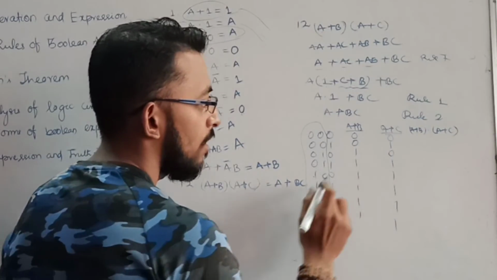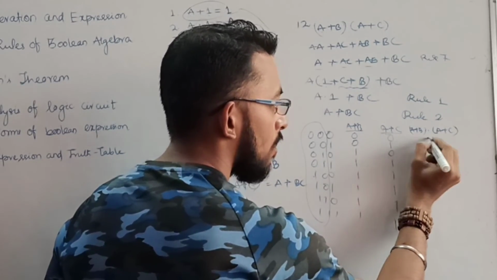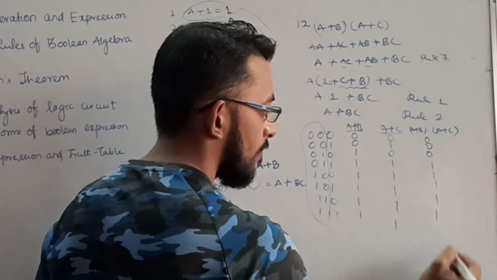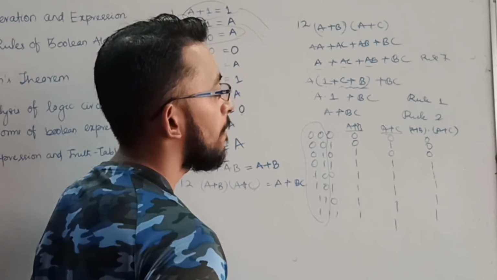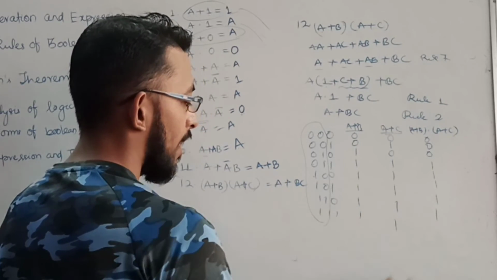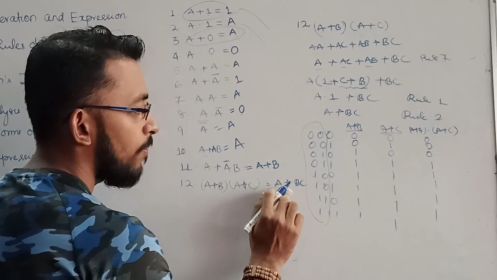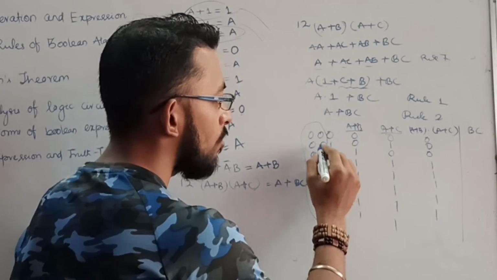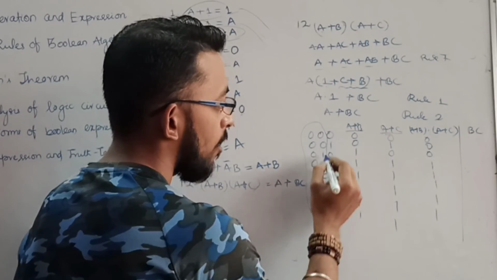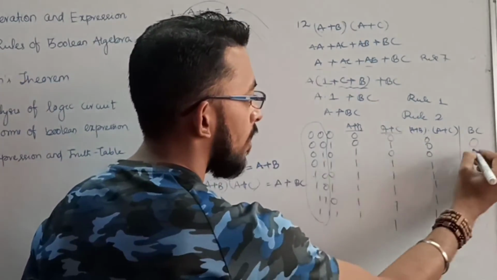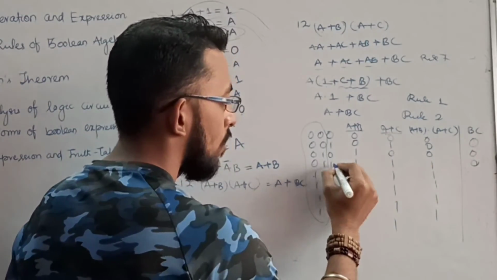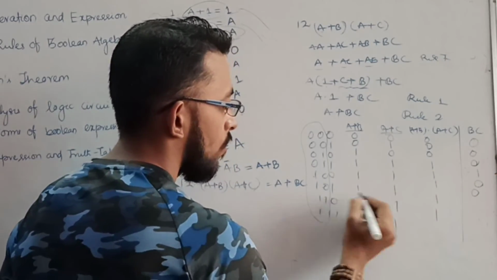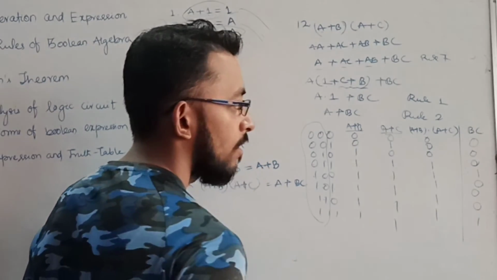On the LHS, if I take the AND operation, we get 0 0 1 0 0 and 5 ones: 3 zeros and 5 ones. Okay. So this is my LHS. What is my RHS? A plus BC. So I have to find B into C. What is B into C? I have to take the AND operation of these two columns: 0 0 0 1 0 0 0 1.